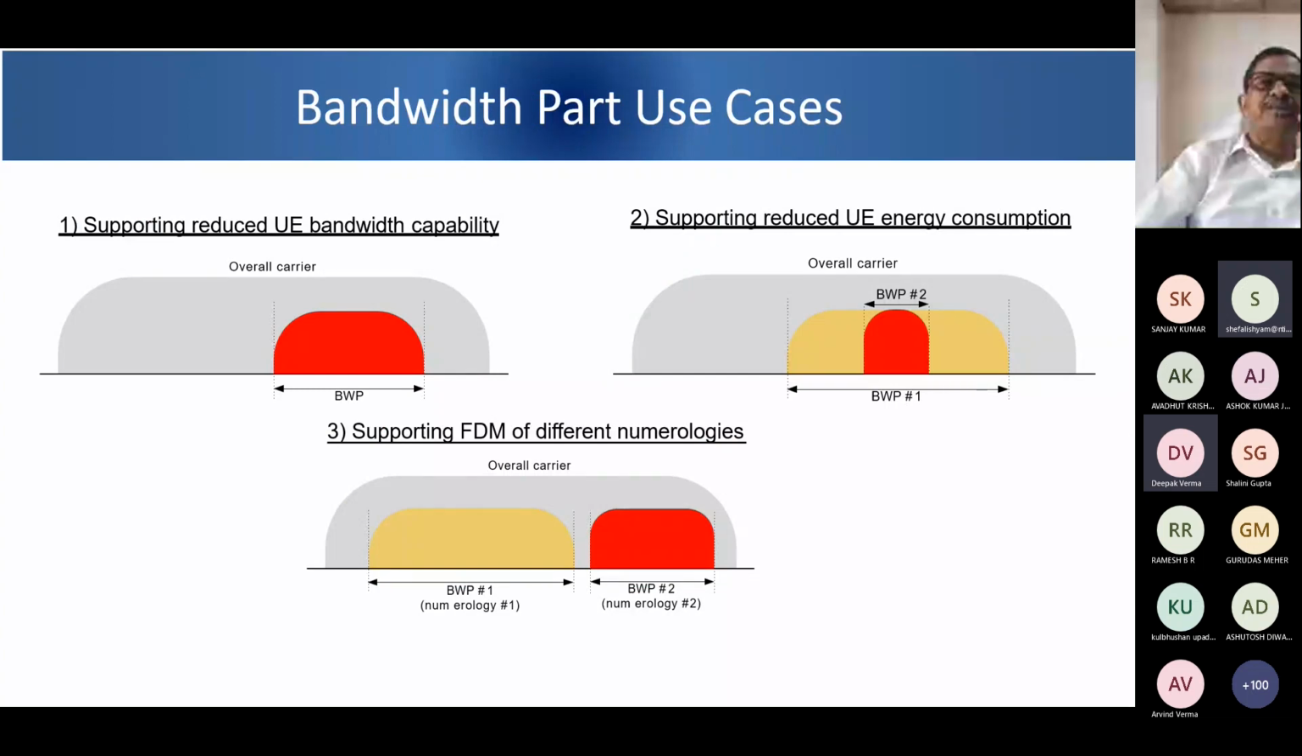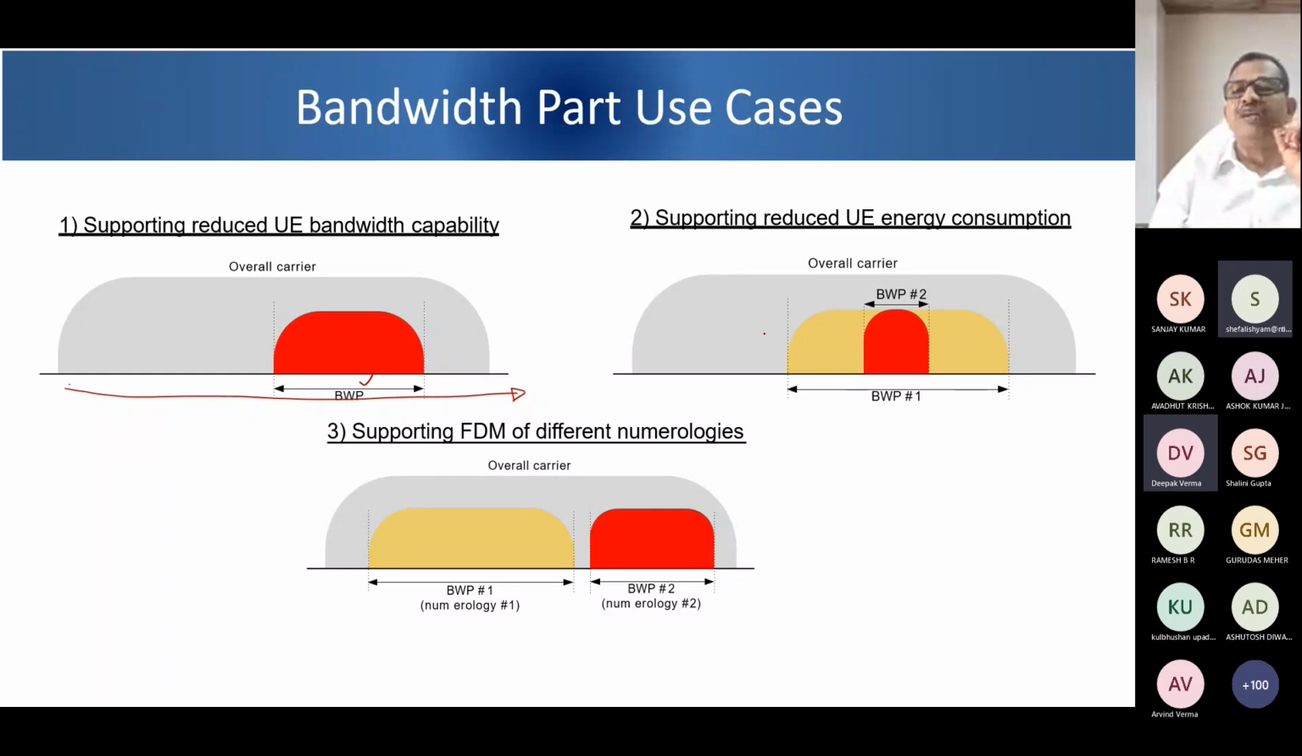So this example is that suppose you have this much channel bandwidth, but at a particular point of time you are just browsing the internet. Why use the entire channel bandwidth at that time? So I use a smaller bandwidth part out of the whole. These BWPs are already decided between the device and the network. That is one use case, reduced UE bandwidth capability.